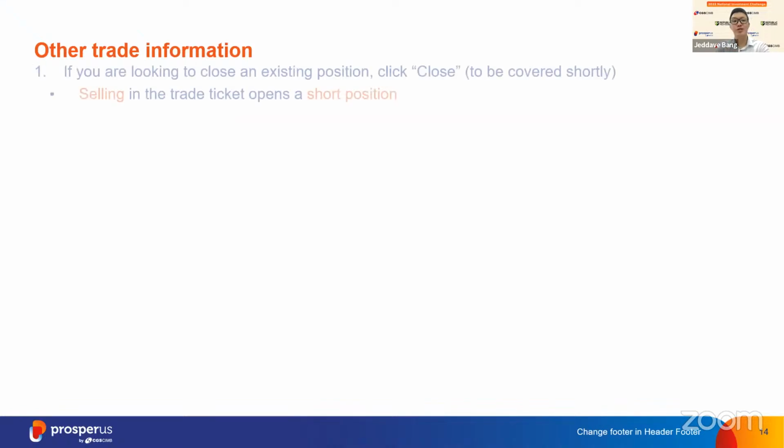So some other trade information for you. Firstly, if you're looking to close an existing position, you want to sell off, or if you're long in a position and you want to close the long position, or let's say you're short in a position and you want to close the short position, the best way to do it is to click close in the order book area, which I will cover later.